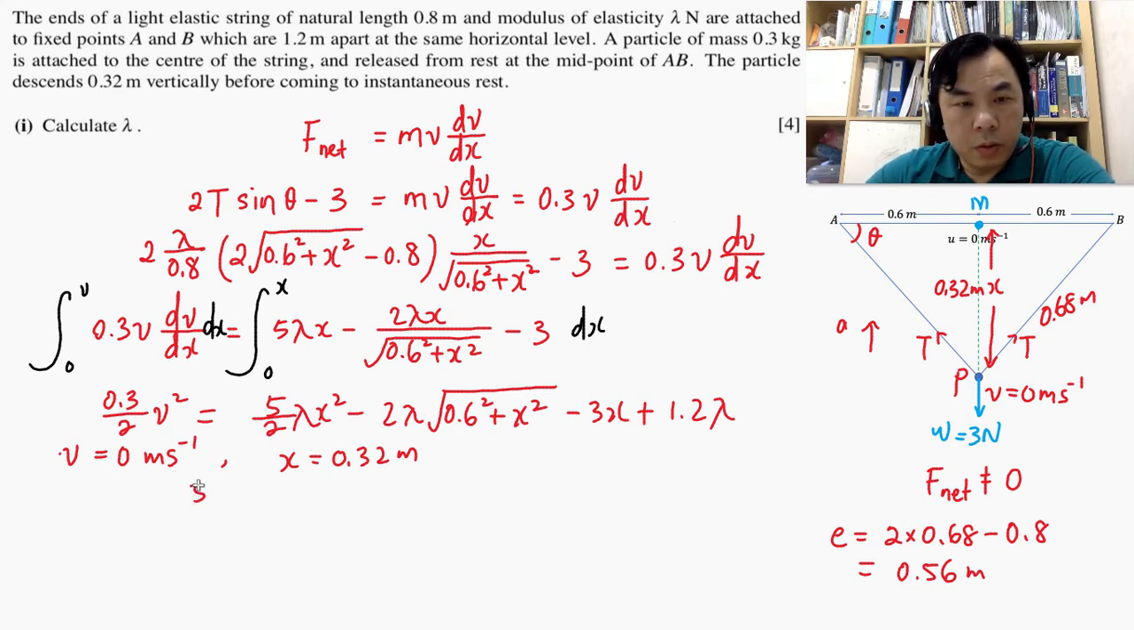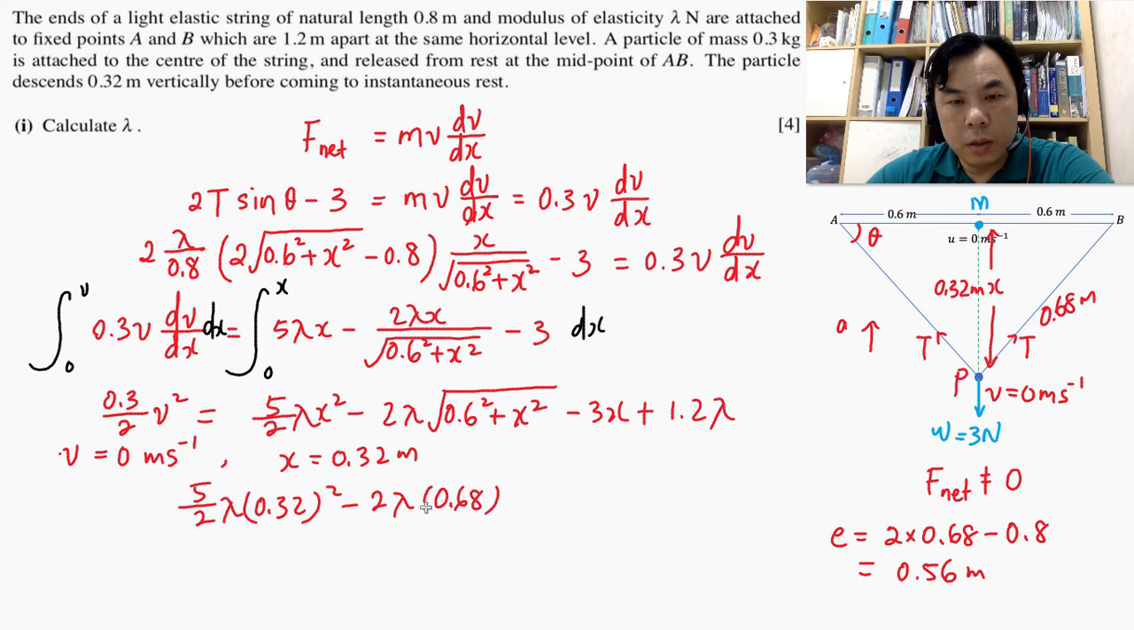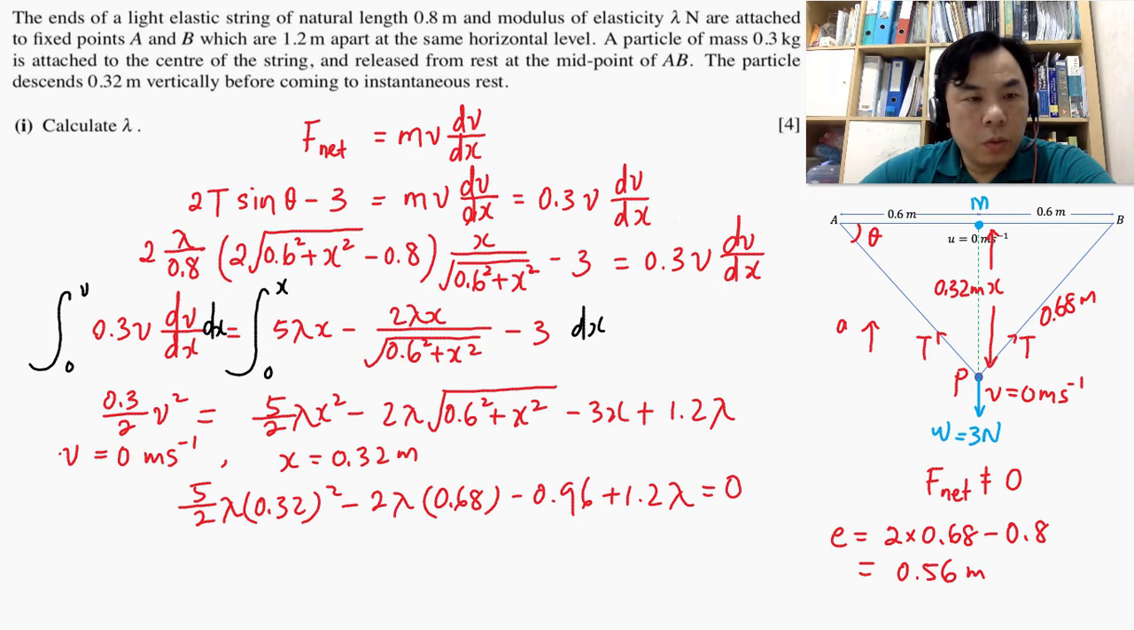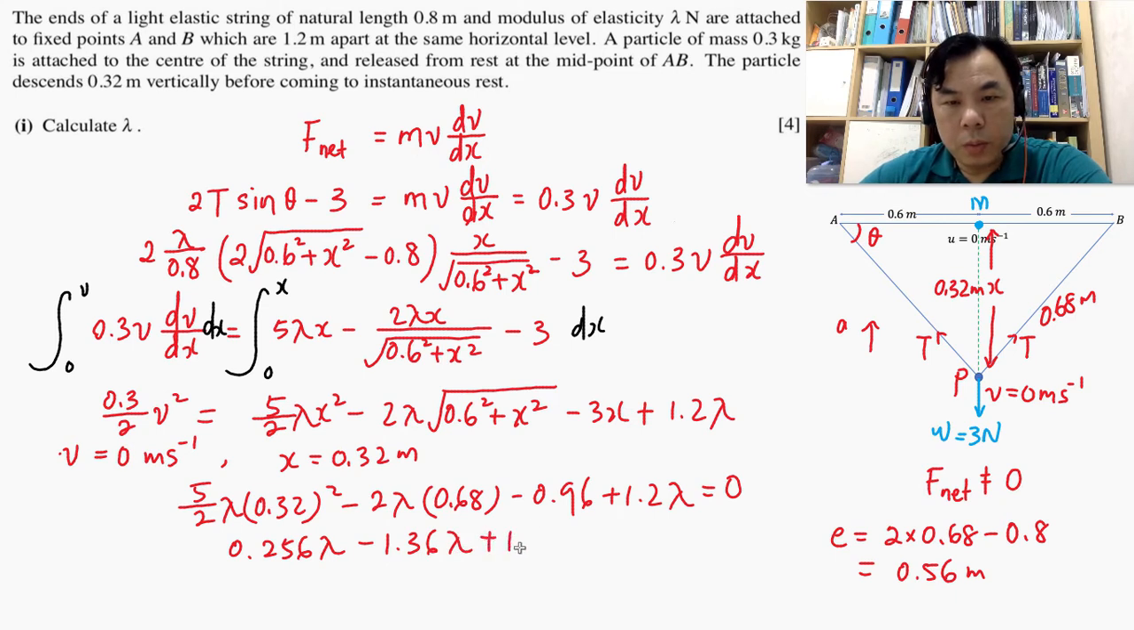Alright, so therefore we're going to substitute this back into here. We will get 5 over 2 lambda, 0.32 squared, 2 lambda, this one will be 0.68, and then this is just 0.96, and then plus 1.2 lambda should be equal to 0 here. Alright. And then this is 0.256. And then this one will be like 1.36 lambda plus 1.2 lambda, and then this should be equal to 0.96 here. Okay, so just let me try this out, see whether all the numbers tally. Okay, hold on.